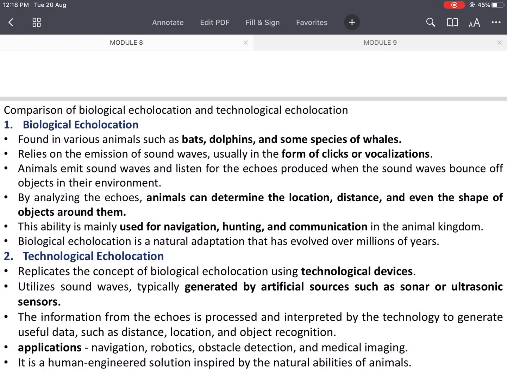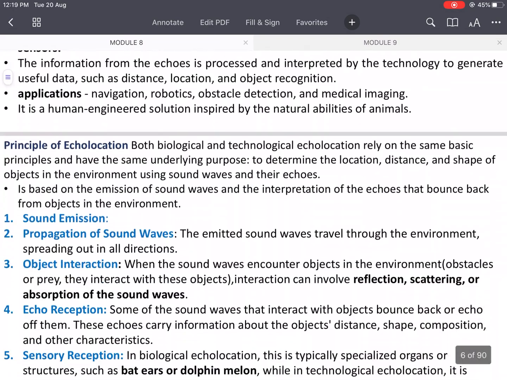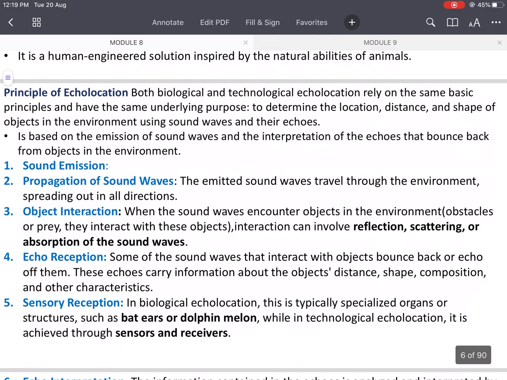We generate artificial sound waves. We call it sonar or ultrasonic sounds. These sounds travel, and once they are echoed, they are received by sensors. The information of these echoes is processed, interpreted and analyzed to generate data of distance, size and other patterns of a given object. So where is it used? It is used in robotics, obstacle detection, medical imaging and navigation also. Let us summarize the steps here.